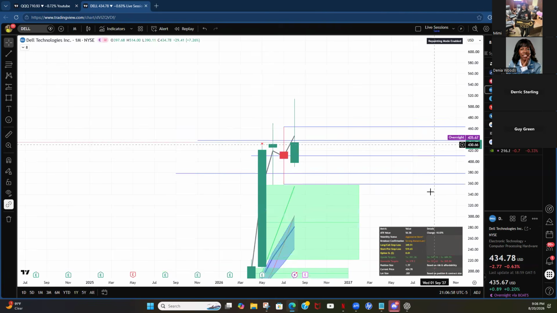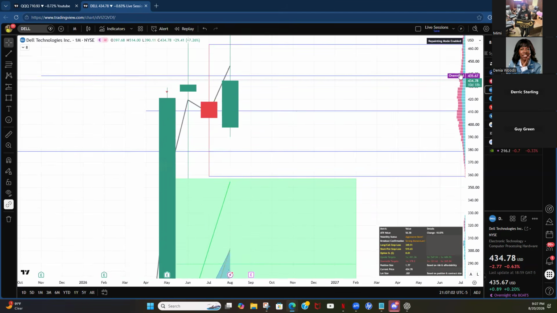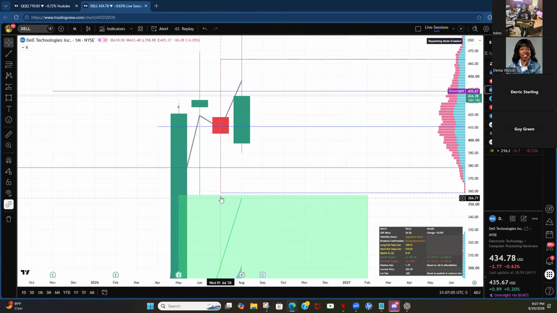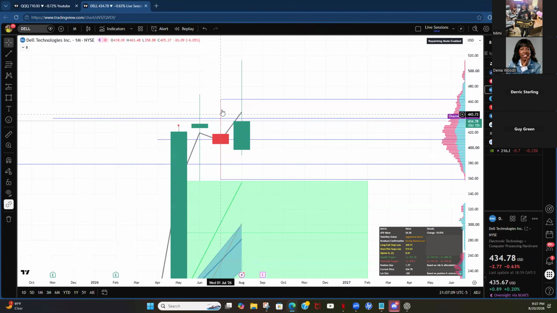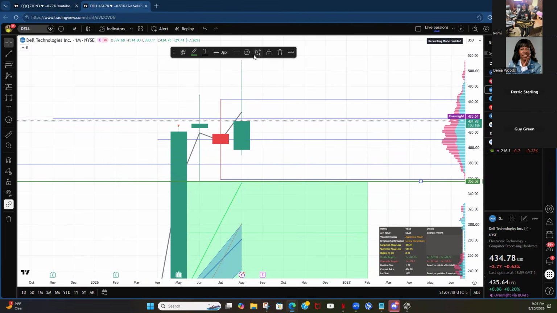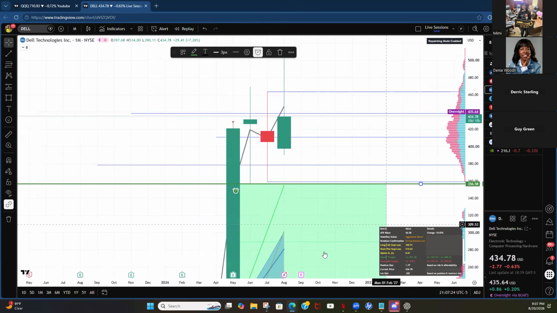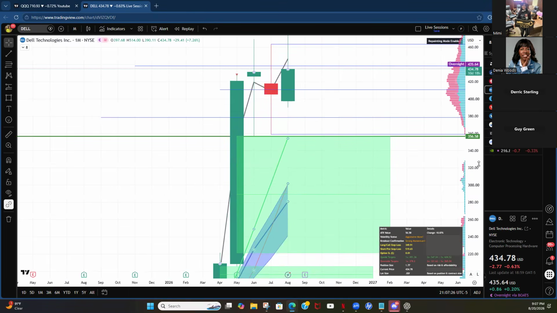Let me see what the monthly looks like. I'm not going to try to over predict, but technically we haven't come back to this fair value gap on the 1 month. So if you do see Dell getting weaker, you definitely want to set an alert because when price gets to these 1 month fair value gaps, this is where you really want to pay attention, those higher time frame fair value gaps. And you want to see what happens once we get there. Can we sustain? Does it hold?